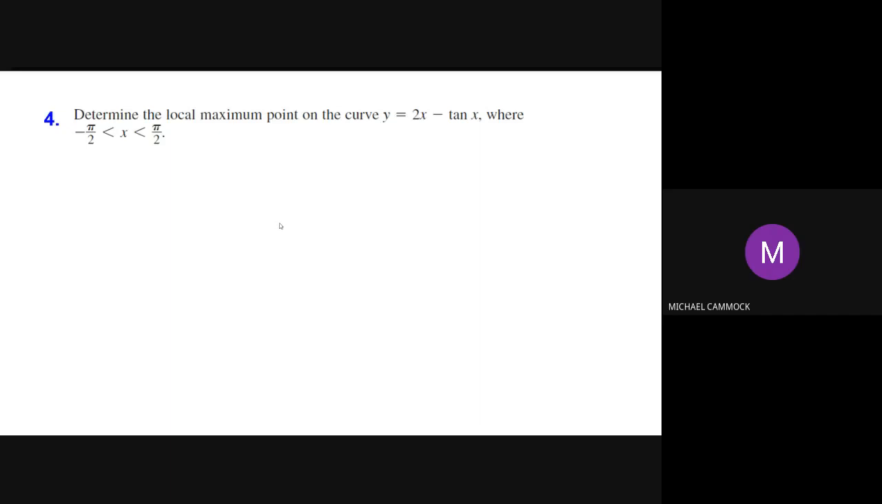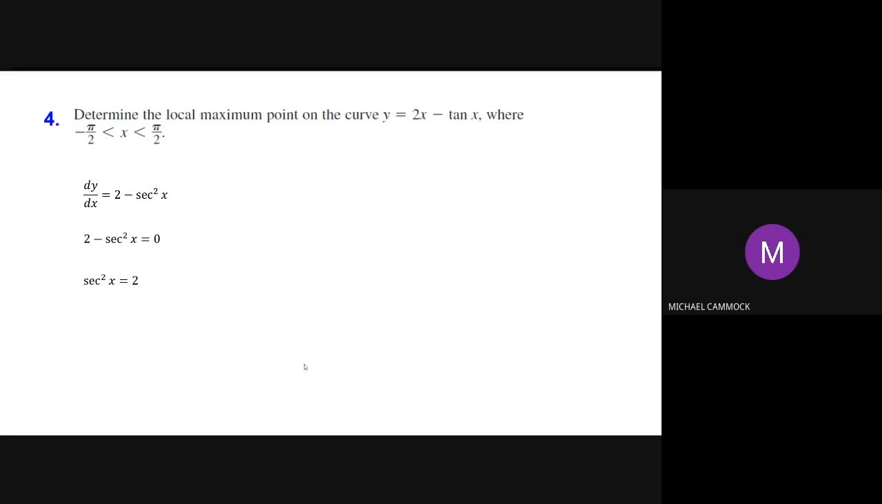So let's get to derivatives. It's 2x minus tan x. So for the people who remember the stuff we did on Wednesday, you know that this is a derivative, 2 minus sec squared x. The derivative of tan x is sec squared x. So there's your derivative. Set that equal to 0, and I have this. So that means that my sec squared x is equal to 2.